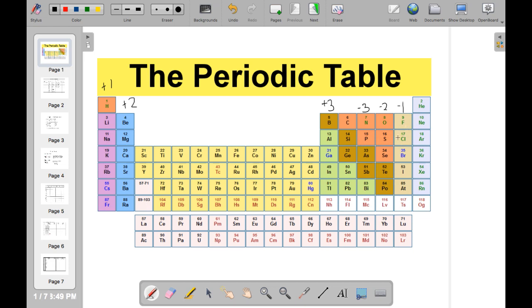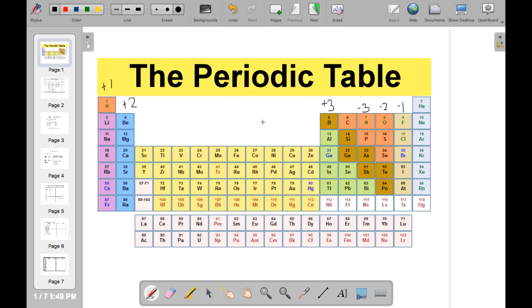Keep in mind, fluorine has 7 valence electrons, so it really wants one more. So that's why it has a tendency to gain 1 electron and then have a -1 charge. Whereas over here, it's easier to lose 1 or 2 electrons to then be like a noble gas.